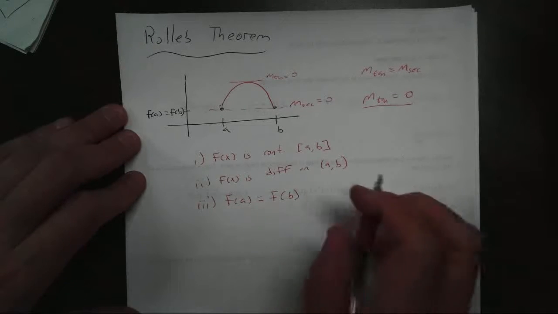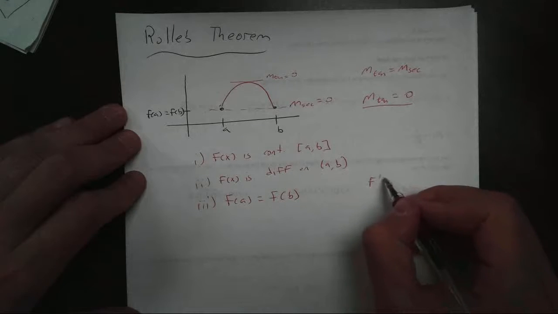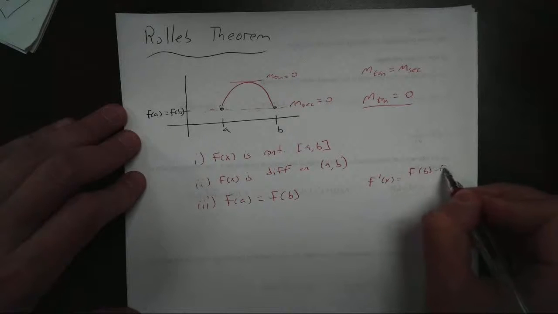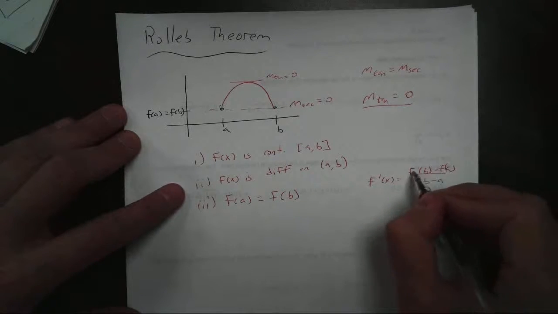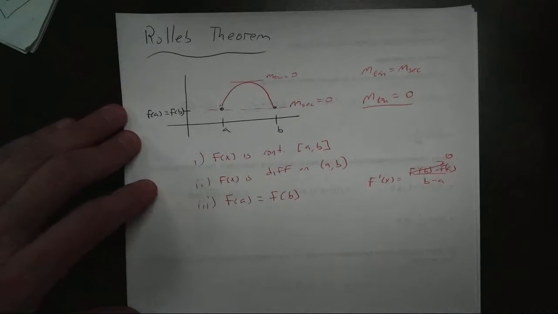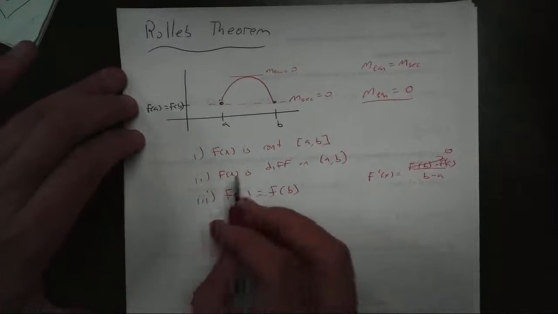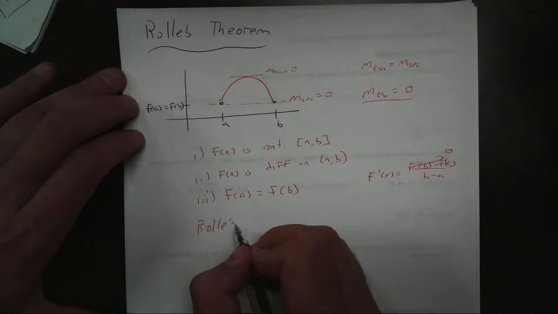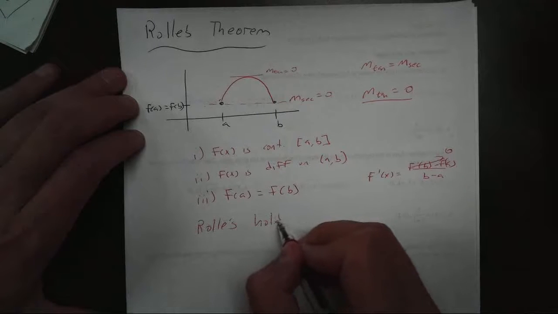And if this is true, if you think about it from MVT, where f prime of x equals f of b minus f of a over b minus a, well, if f of b equals f of a, this whole equation becomes 0 right there. And that's straight from mean value theorem. And if all of this is true, then we can say that Rolle's theorem applies. Or I like to rhyme it, so Rolle's holds.